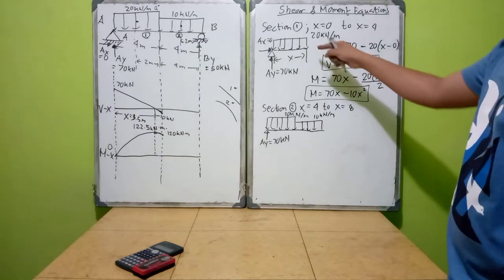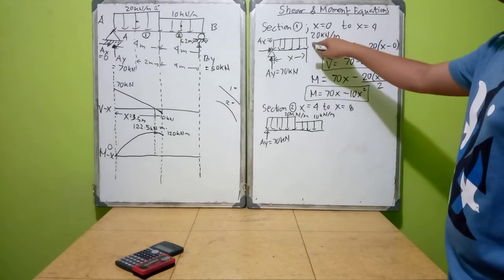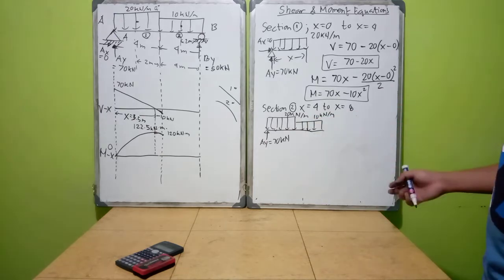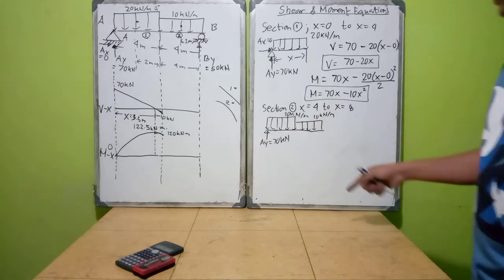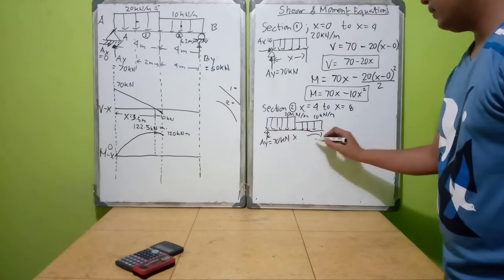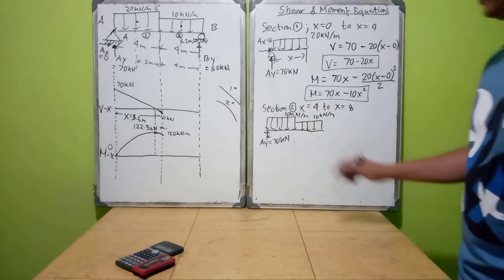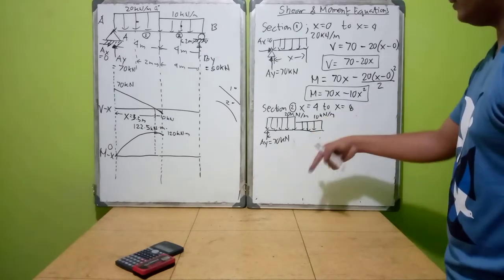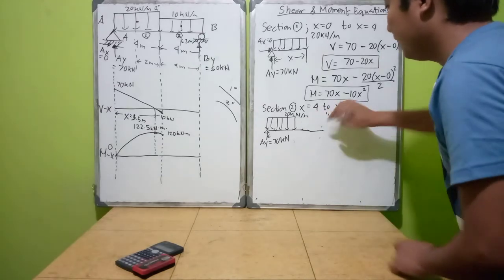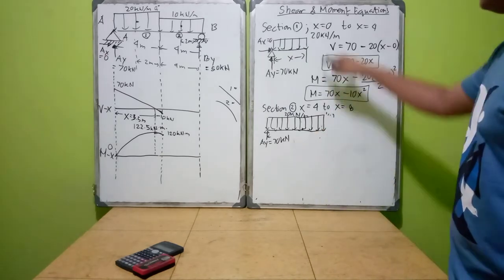Please take note, class, that in order to use your shear and moment diagram, your shear equations, your distributed load, for example, should extend until the end. Because it should extend until the end, this 20 kilonewton per meter, we have to rewrite your equations. The form of your 20 kilonewton per meter load should extend here, from the beginning till the end. So this is actually valid.